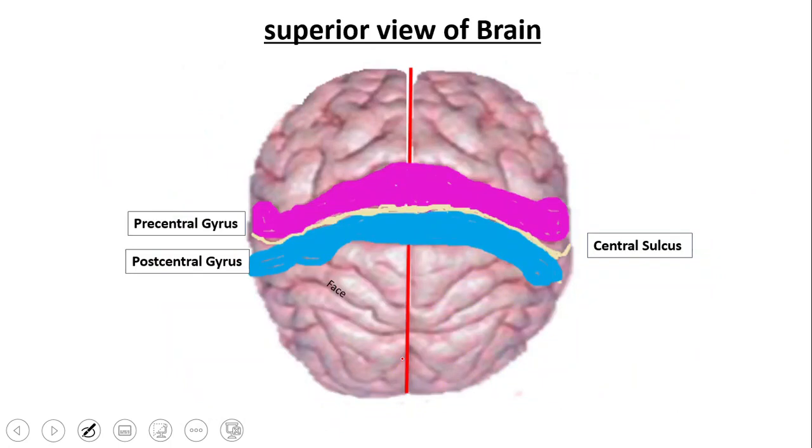So here are the two cerebral hemispheres, and here is the central sulcus, and anterior to the central sulcus, we have the precentral gyrus. So this is belonging to one hemisphere, and this is to the other hemisphere. And then posterior to the central sulcus, we have the post-central gyrus.